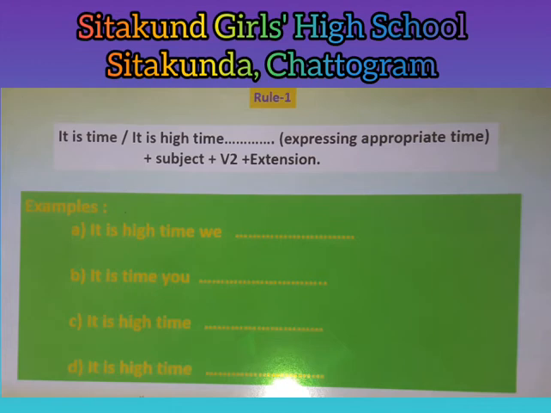sentence. So first sentence: it is high time, meaning appropriate time. That means we have to do something. So: we changed our society. In the structure, if we notice, subject plus first form. So here the subject has already been given: we. So you have to write the first form, changed, and extension, our society. So: it is high time we changed our society.